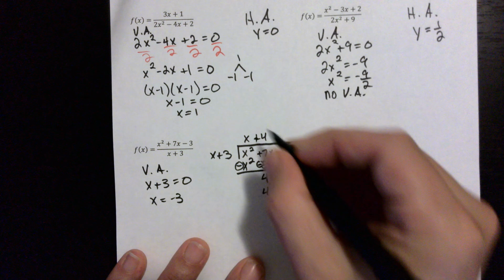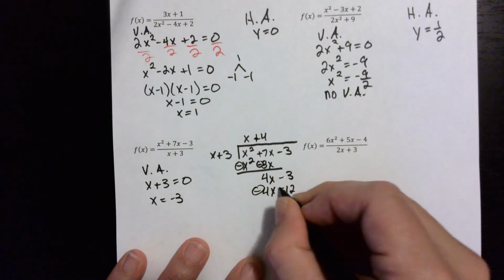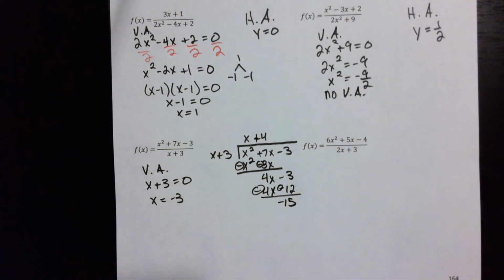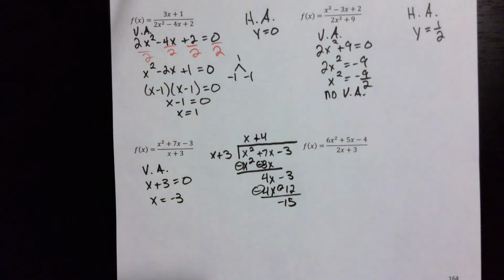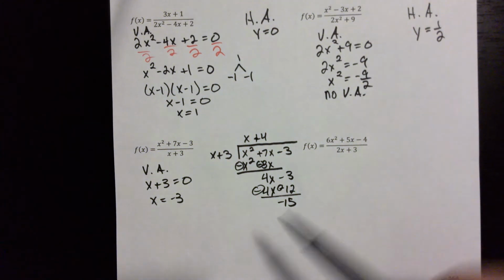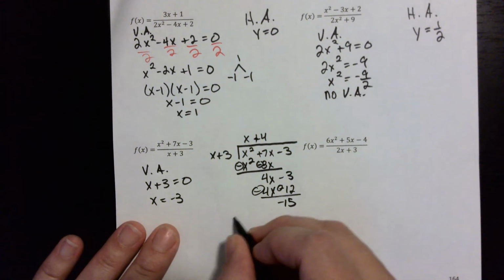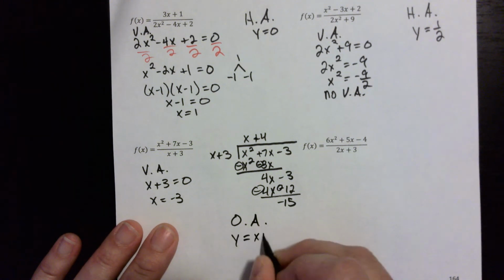4 times x is 4x, 4 times 3 is 12. Subtract and subtract, so you get negative 15. But again, for this particular problem, the remainder doesn't really matter to us. Not going to explain why. That's more of a calculus concept, but I will say that as you go out towards infinity, this remainder over the initial divisor would eventually go to 0, so it doesn't matter. So our oblique asymptote is going to be y equals x plus 4.